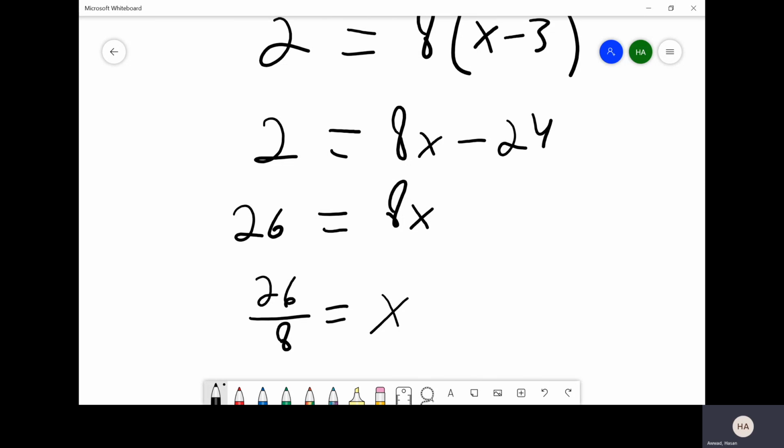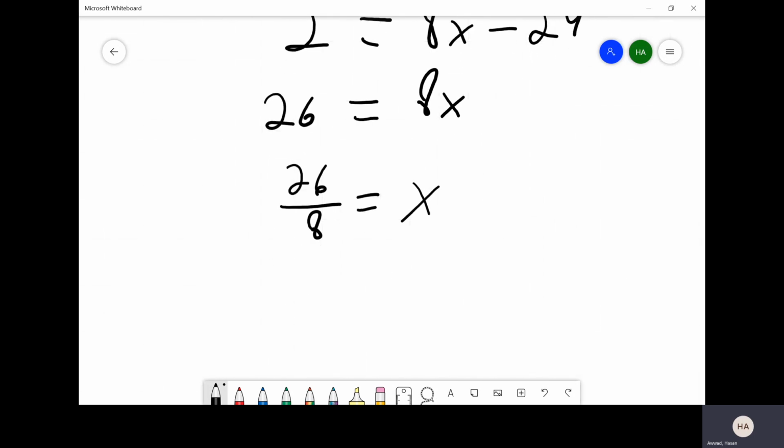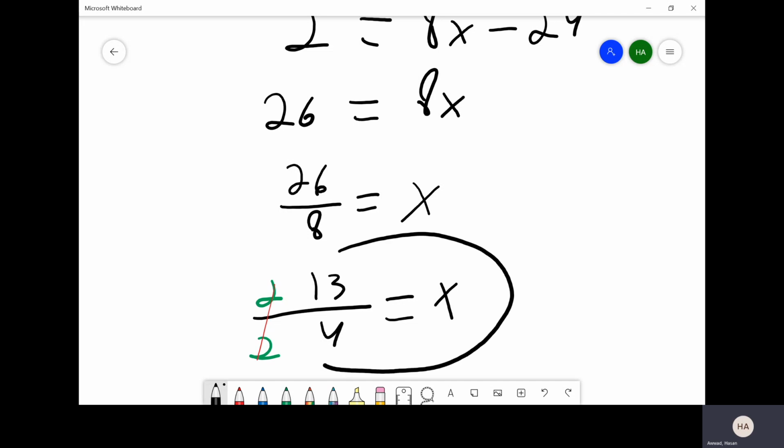is equal to x, and we can simplify this one more time because we see that they're both even numbers, right? So we pull the 2 out of both pieces. If I pull the 2 out of the 26, I'm left with a 13, and if I pull the 2 out of 8, I'm left with a 4. So the 2 over 2 is going to cancel, and we know that this is just 13 over 4 is equal to x. And this here is our final answer.